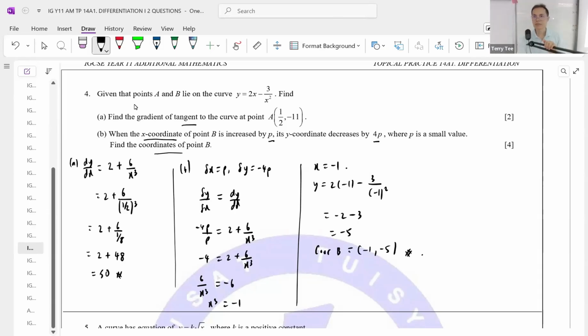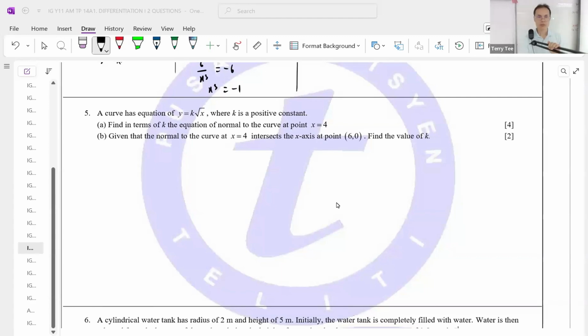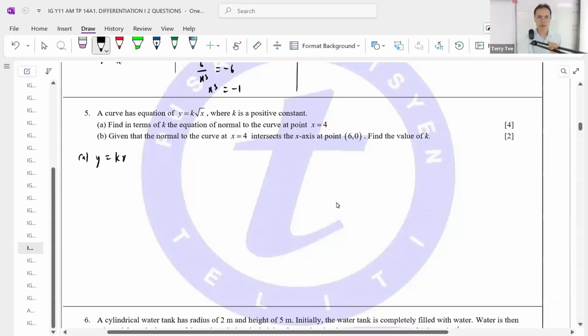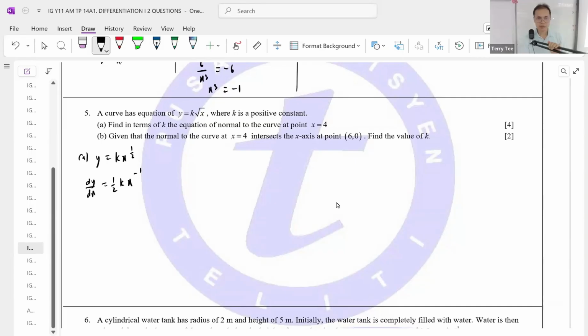Is that correct? So a curve has this equation y equals k x to the power half. Find, in terms of k, the equation of the normal to the curve at the point x equals 4. So let us differentiate dy/dx: bring the power down, copy k, copy x, reduce the power by 1. Now you need to sub x with 4.